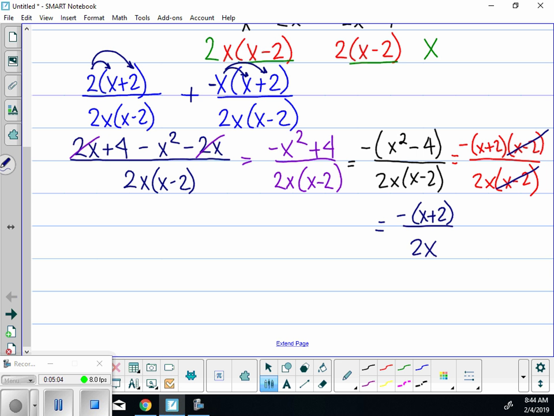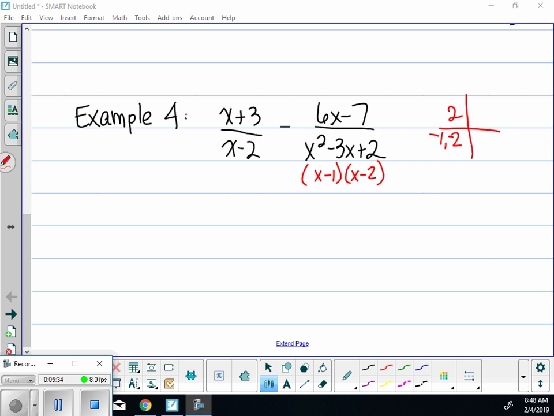Now, we have to go back and look at our restrictions, right? So look at the denominator before we cancel anything. We have an x sitting by itself, multiplied by a bunch of stuff, so x cannot equal 0. And we have an x in parentheses with 2. Oh, negative 2, right? So x cannot equal 2.